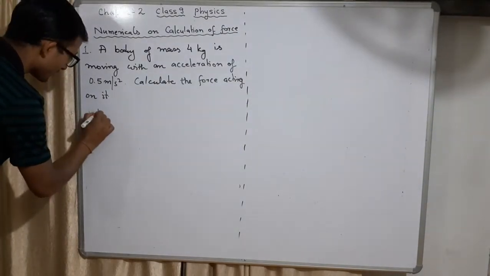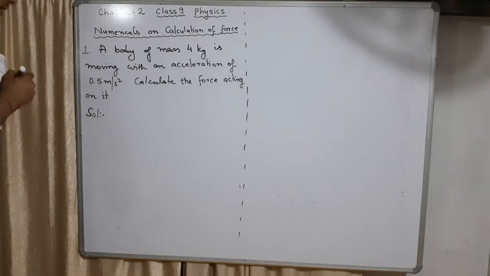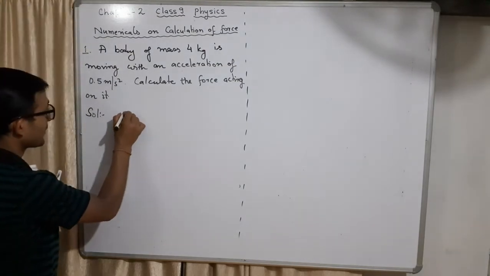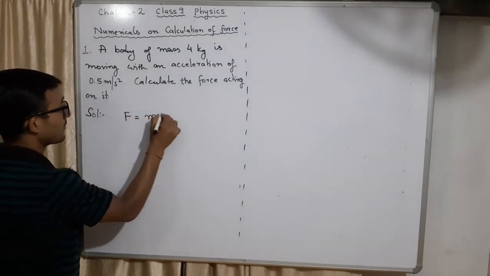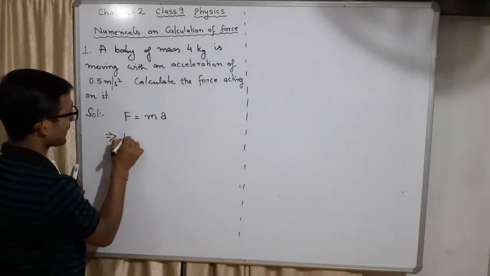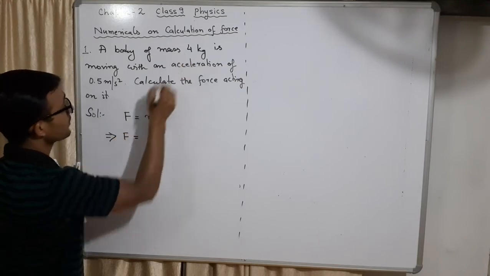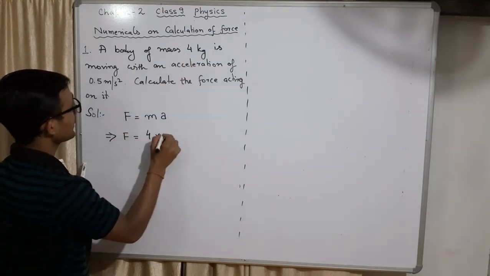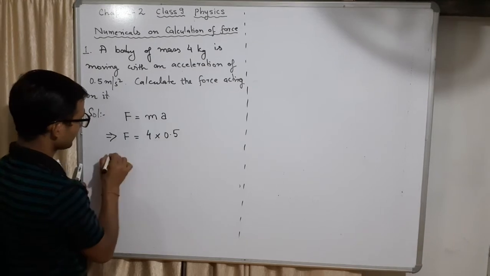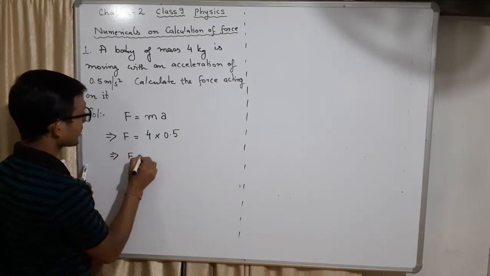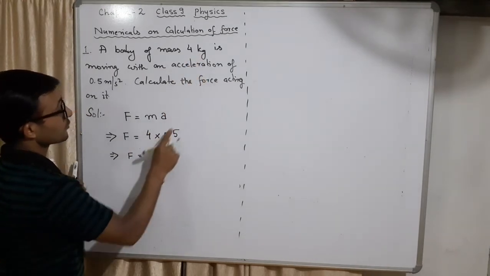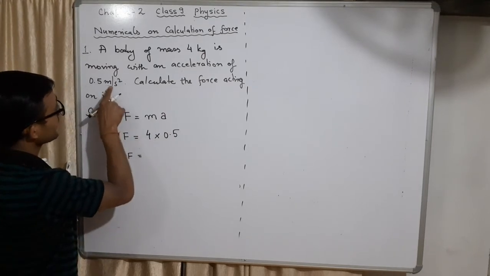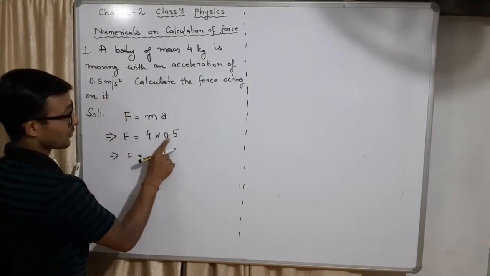Now what we do is very simple. Even if you do not understand the actual meaning of the question, the answer is very simple. Why? Because we have a direct formula which says F is equal to ma. What is F? We do not know. What is m? We know, 4 kg. What is a? We know, it is 0.5. You look here, these are SI units, so no need to change anything.